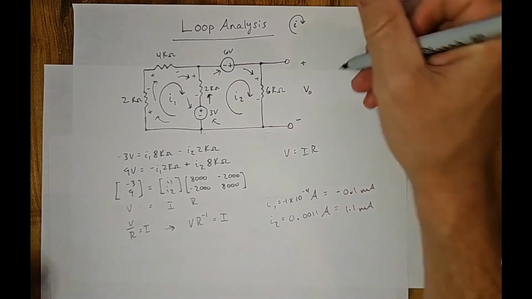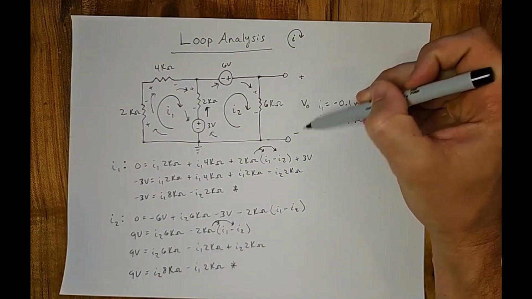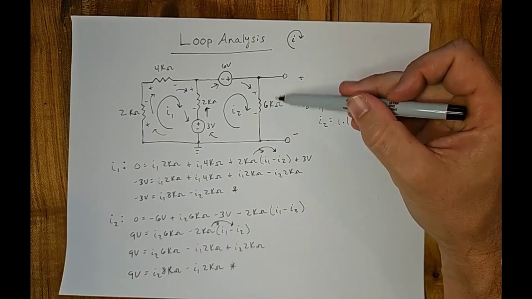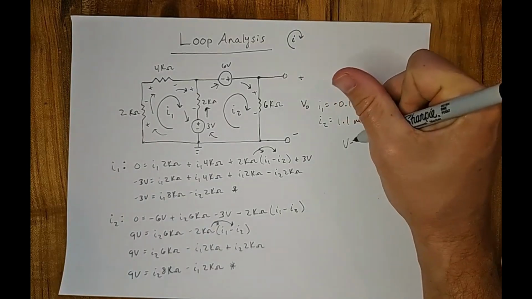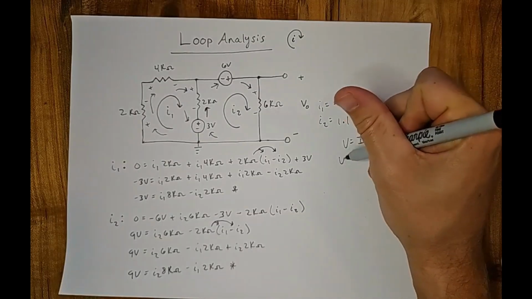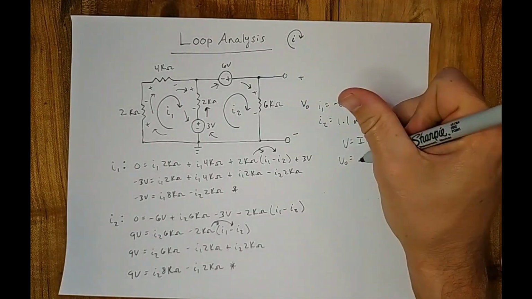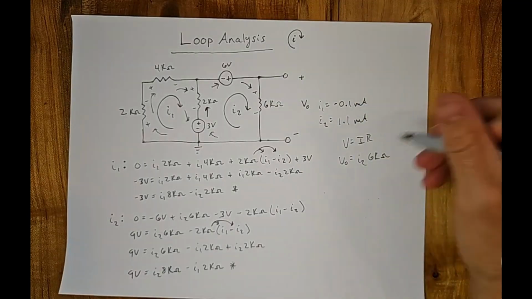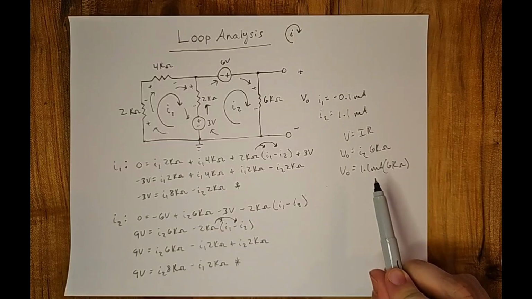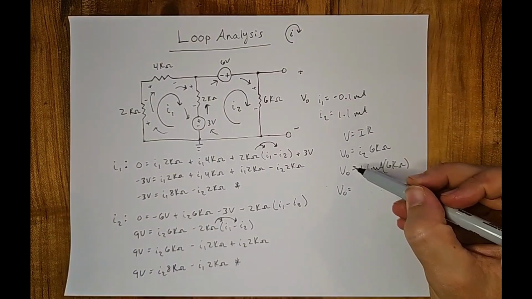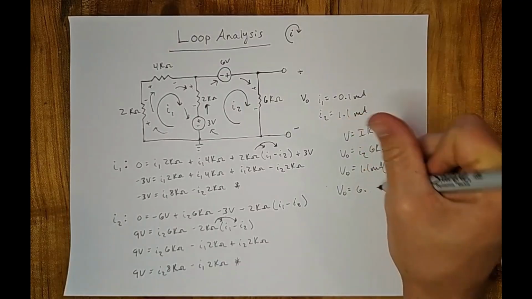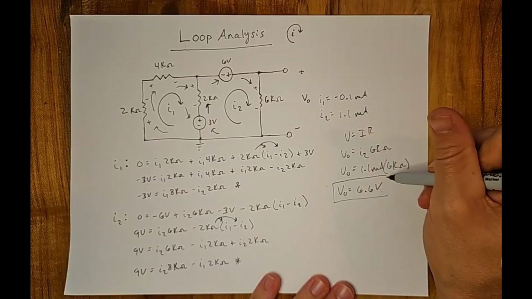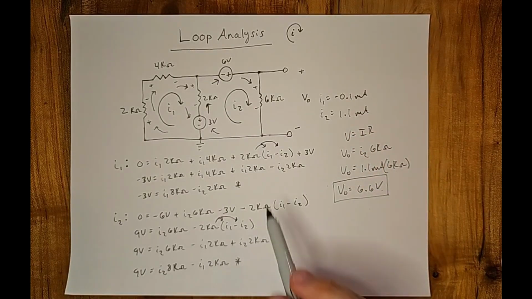I'm just going to write those up here. And now we can use what we have to solve for V naught, which is the voltage from here to here, in other words, the voltage across that 6k ohm resistor. So V equals IR again. V naught is going to equal whatever I2 is times the resistance, which is 6k ohm. So we have 1.1 milliamps times 6k ohms, which means V naught equals 6.6 volts. And that's our final answer. And that is loop analysis using mesh currents.